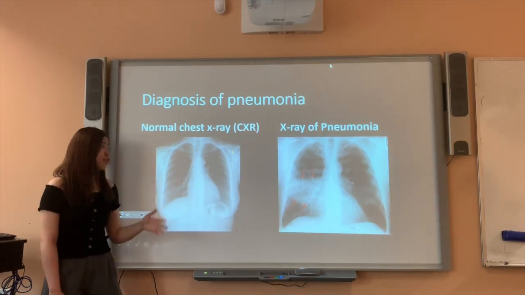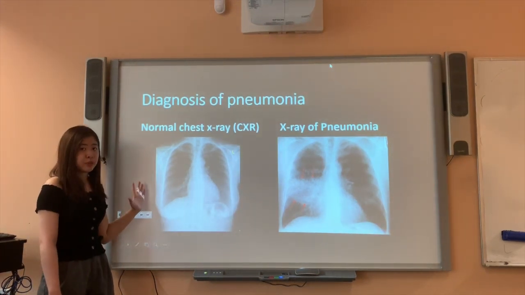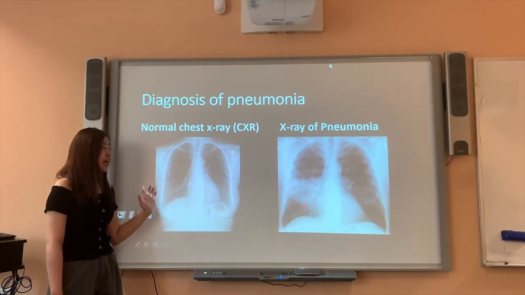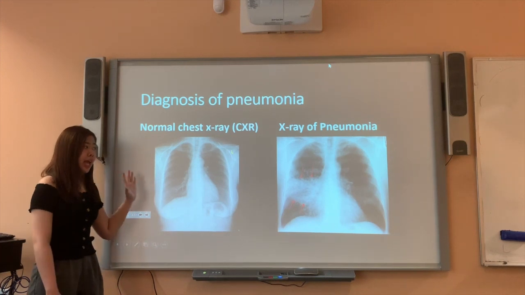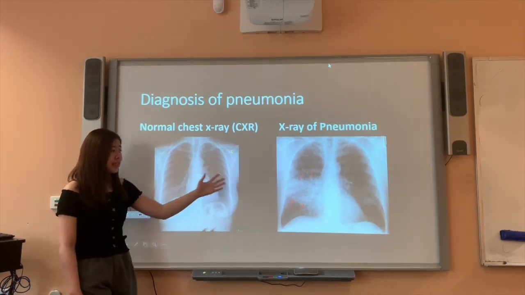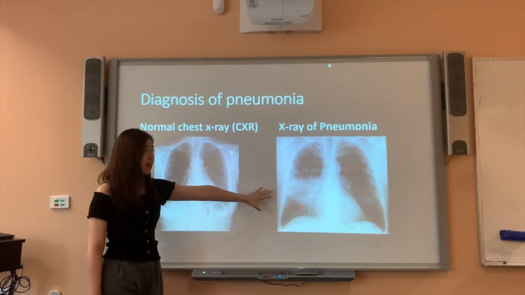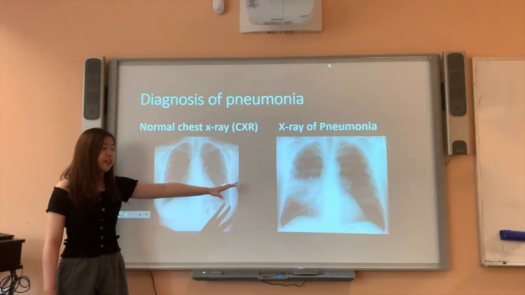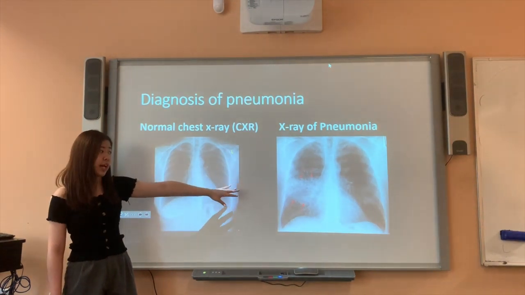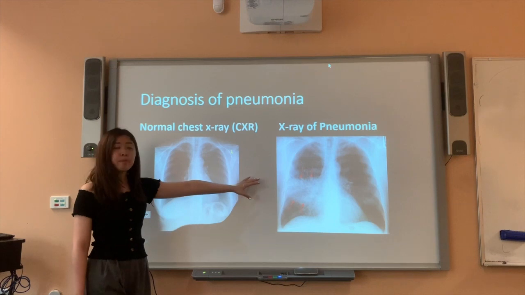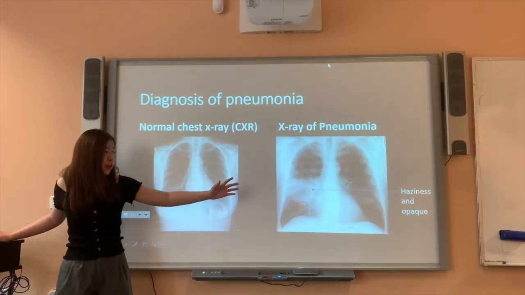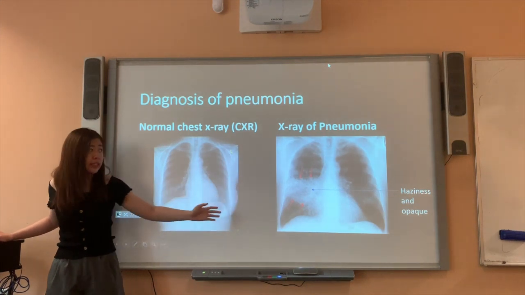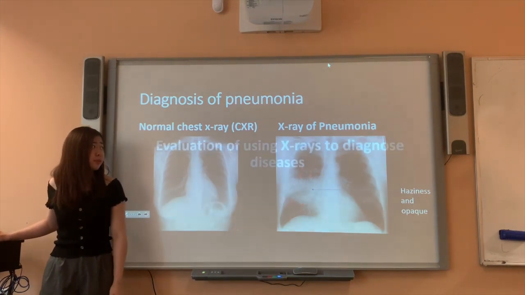In this X-ray film, both lungs are very clear and don't have any haziness or opacity. While on this side, you can see haziness and a white shadow in the right middle lobe of the lung. So this is where you can identify the differences.